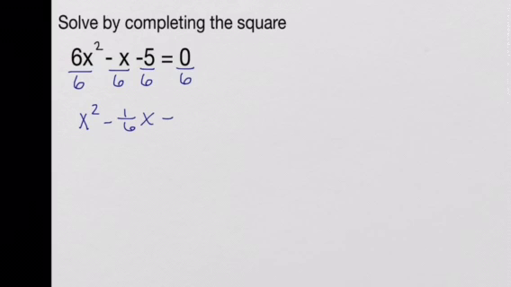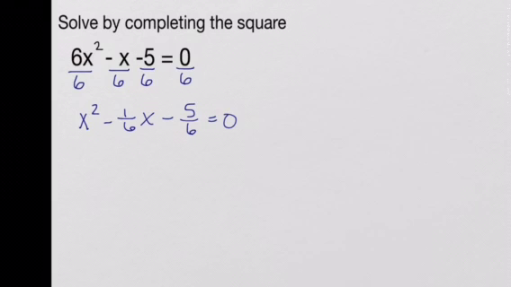When we solve by completing the square, our first step is to make sure that the number in front of x squared is a 1. In this case, the number in front of x squared is a 6. So to correct that, we're going to divide everything by 6. So we'll divide each term by 6, including the right-hand side. That leaves us with x squared minus 1/6 x minus 5/6 equals 0.